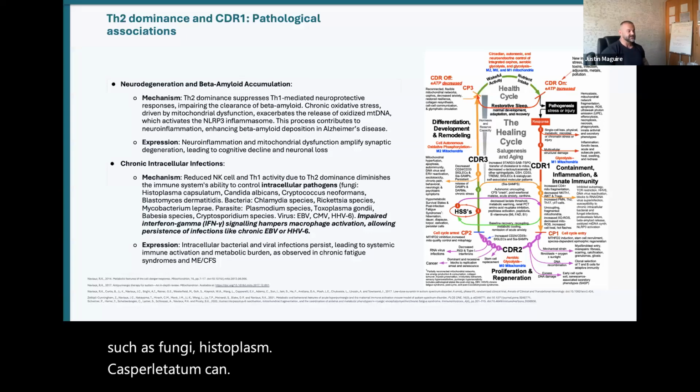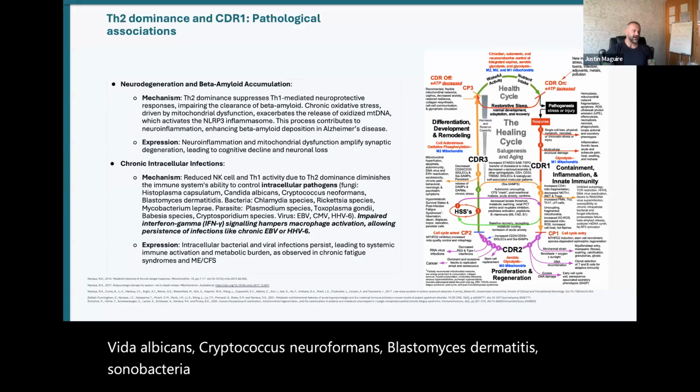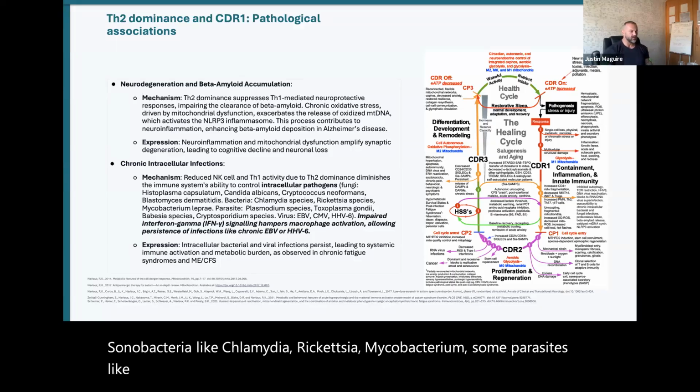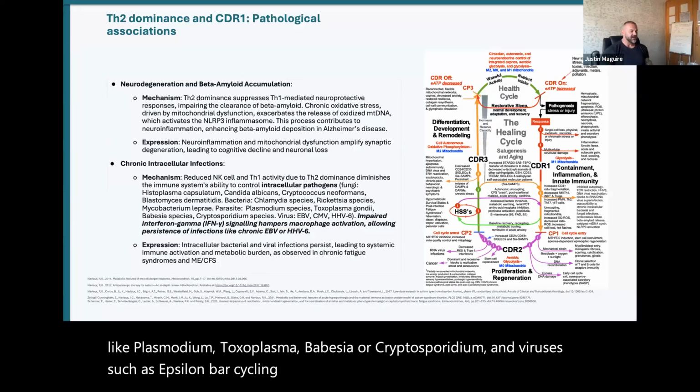Candida albicans, Cryptococcus neoformans, Blastomyces dermatitidis, certain bacteria like Chlamydia, Rickettsia, Mycobacterium, some parasites like Plasmodium, Toxoplasma, Babesia, or Cryptosporidium, and viruses such as Epstein-Barr, cytomegalovirus, and HHV6, all of which are considered to have intracellular pathogenic properties.